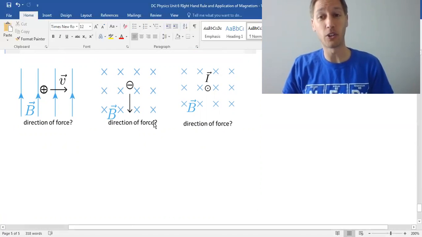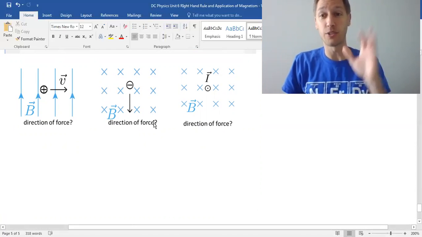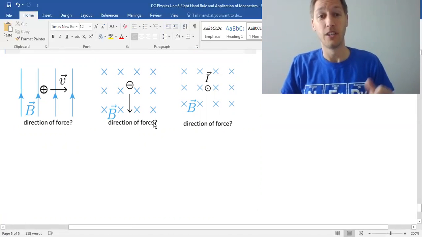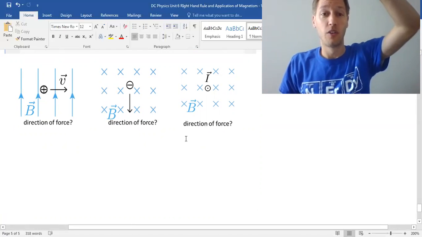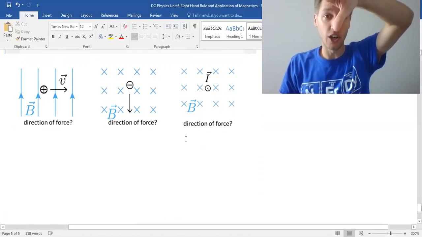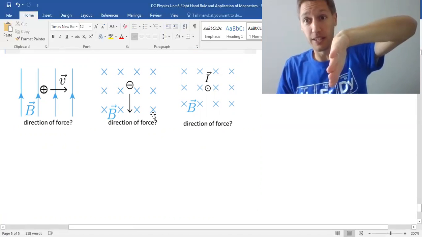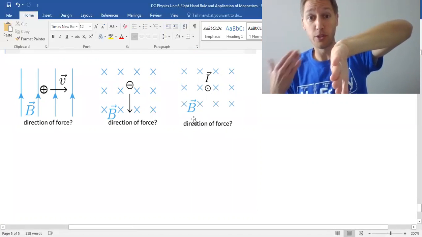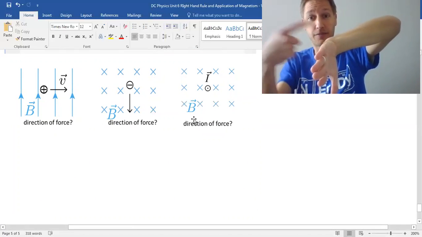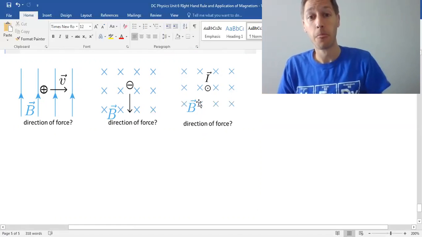Now we get a negative particle. The difference between a positive and negative is just use your left hand. So we have the particle moving down and it's negatively charged. The field is pointing into the page, because those X's mean into the page, and a dot means coming towards us. Which way is the force? It's going left.